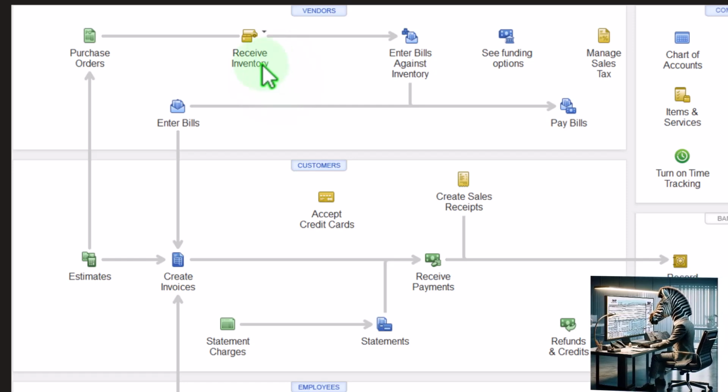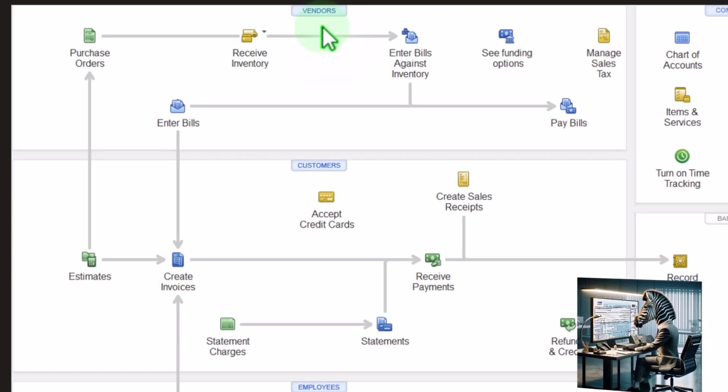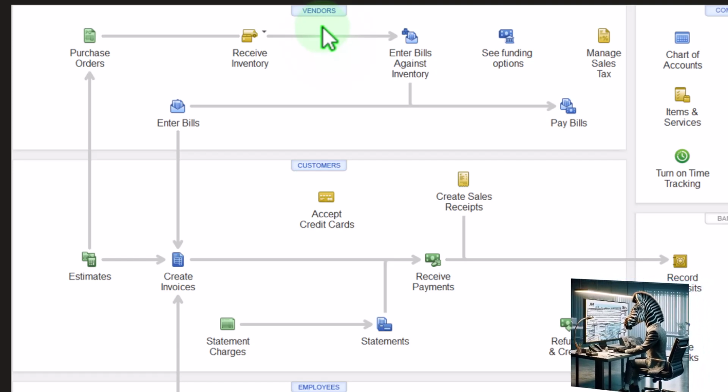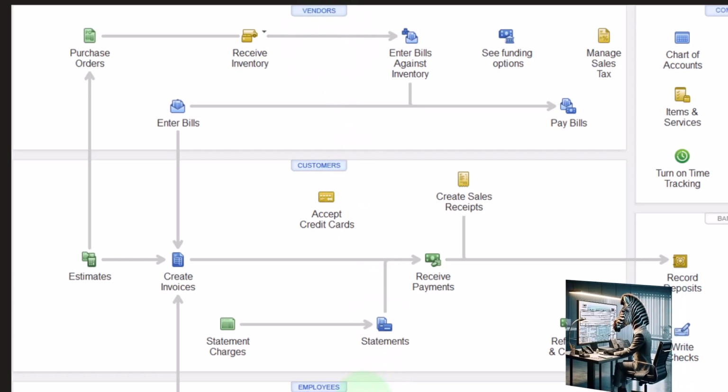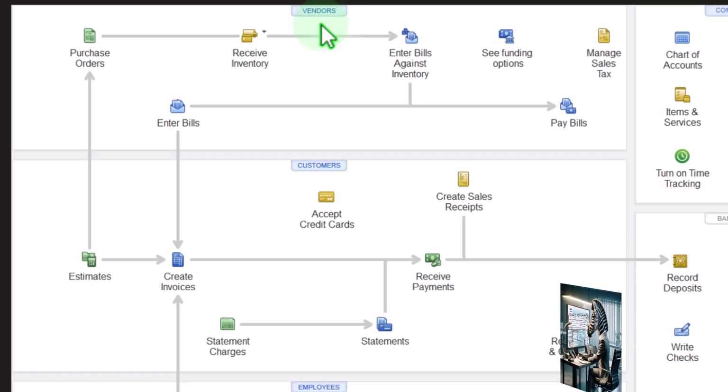So if I'm using the bank feeds, I have to think about how it's going to integrate, and you want to think of it by cycle. How is it going to integrate into the vendor cycle, the customer cycle, the employee cycle? Remembering the vendor cycle is usually the easiest cycle to integrate into.